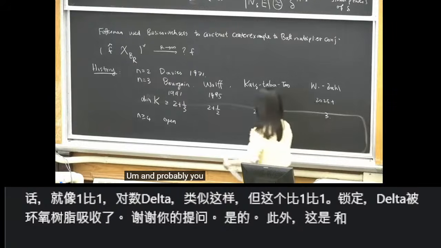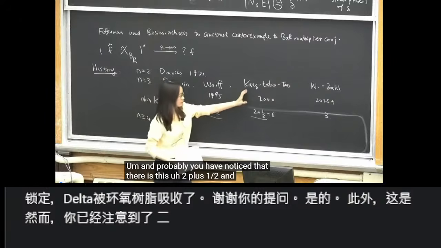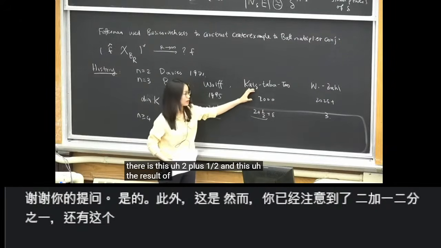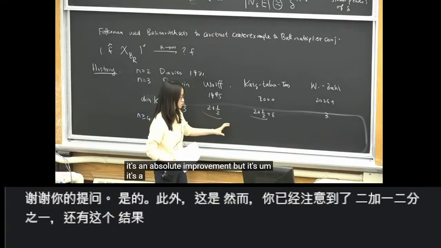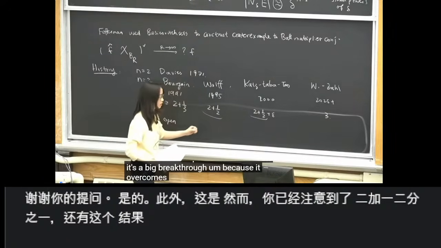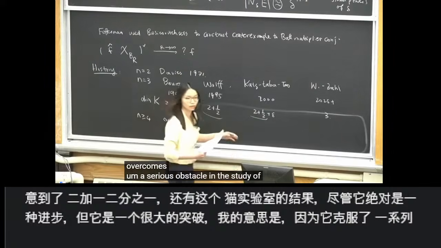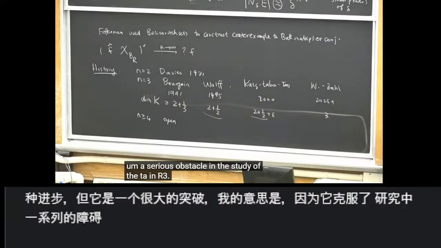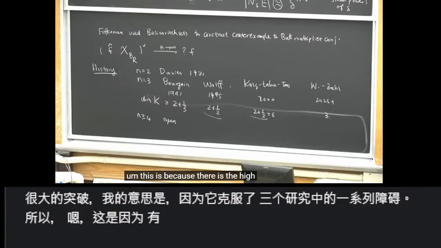And probably you have noticed that there is this 2 plus 1/2, and this is the result of Katz and Zahl. Even though it's an absolute improvement, it's a big breakthrough because it overcomes a series of obstacles in the study of the Kakeya sets in R3. This is because there is the Heisenberg group example.